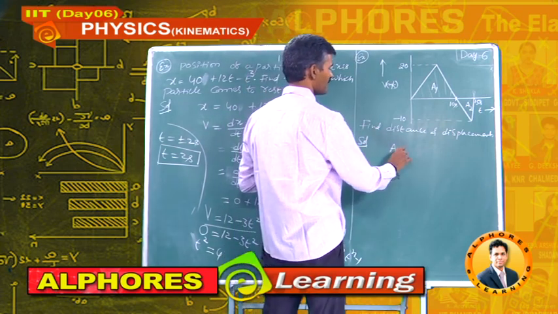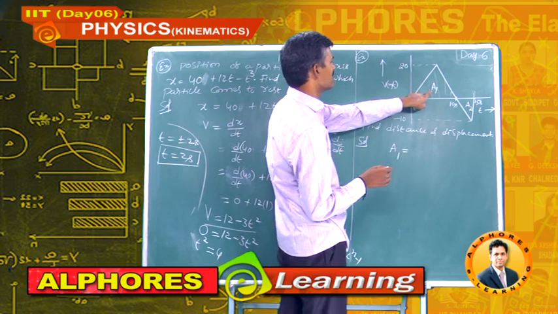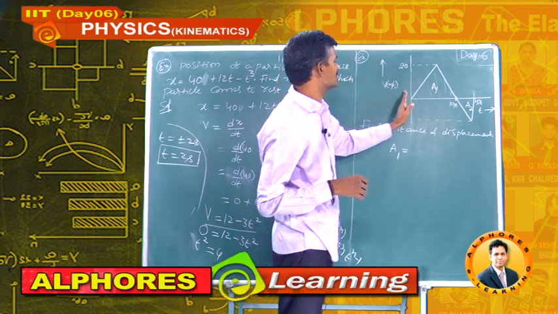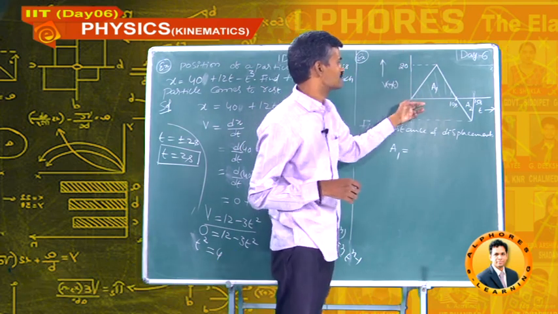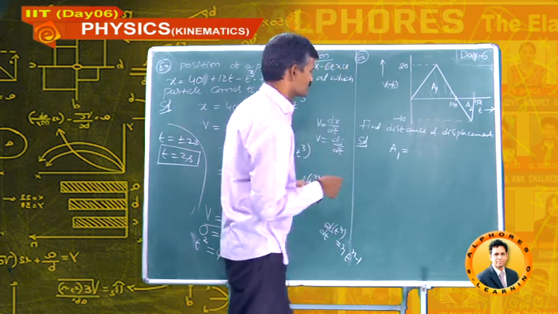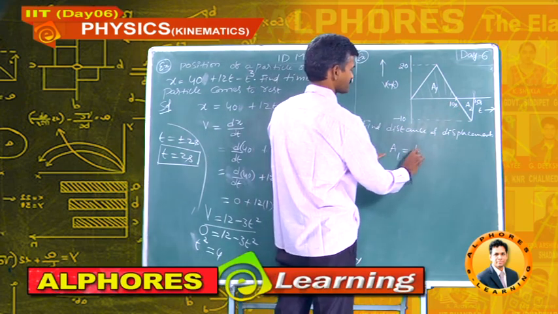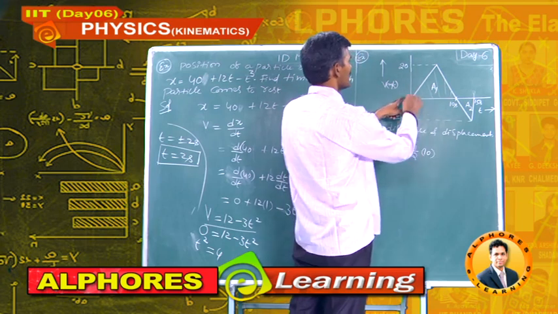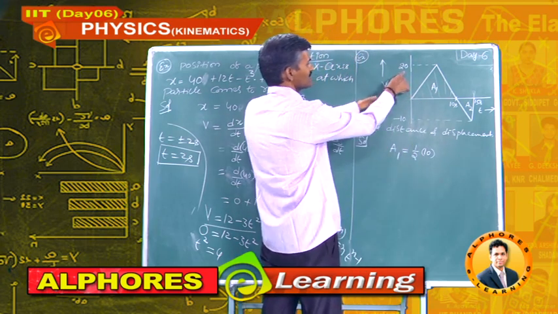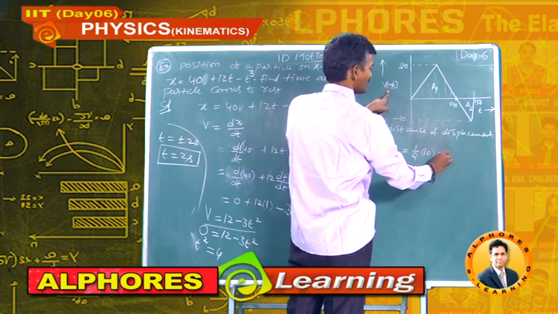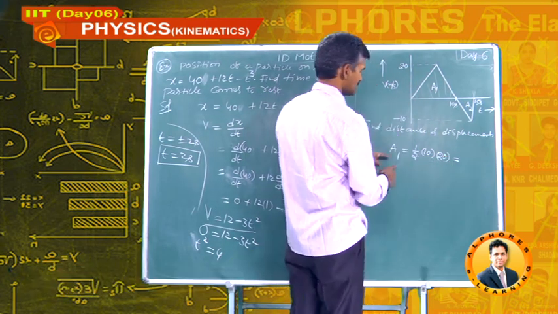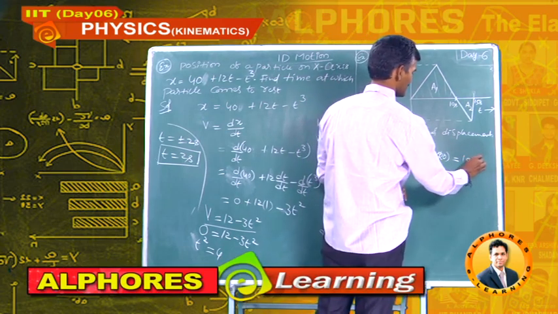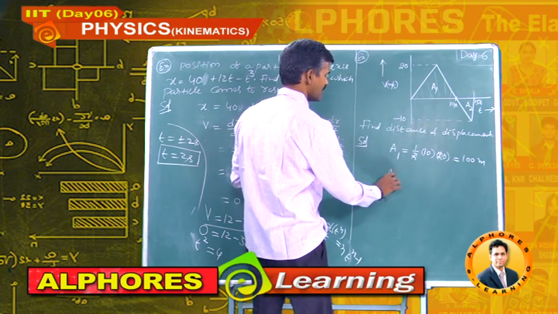First, area A1 is equal to positive area. I am calling this area positive because this is the positive x axis and this is the positive v axis, the positive time axis and positive velocity axis. So area is half base, which is 10 seconds, into height. This is velocity in meter per second, so this is 20. This positive area, the 2 gets cancelled, is 100 meters.